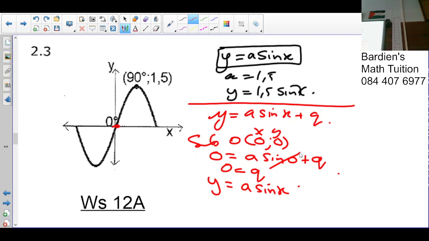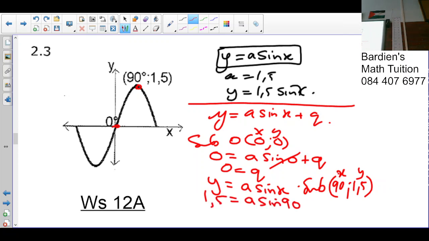You substitute the point that's lying on this graph, which is 90 and 1.5. So now you substitute 90, 1.5, remembering that's an x and a y. So that's 1.5 is equal to A sine 90. What is sine of 90? 1. 1 times A is A, so A is equal to 1.5. So therefore the equation of this graph is y is equal to 1.5 sine x.